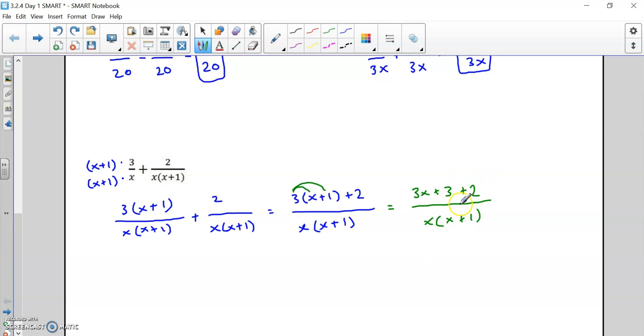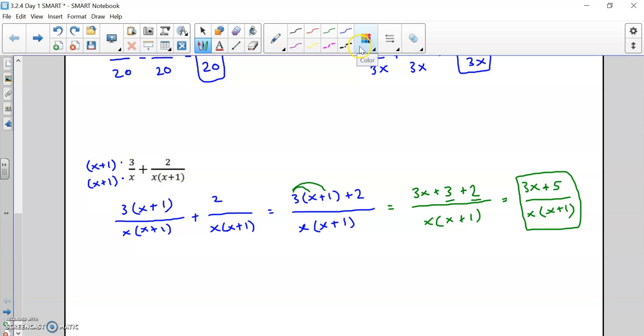And we can do one more step here. We can combine the 3 and the 2 because those are like terms. So this gives us a final answer of 3x plus 5 because 3 plus 2 is 5. And then the denominator, again, does not change. So this is our final simplified answer.